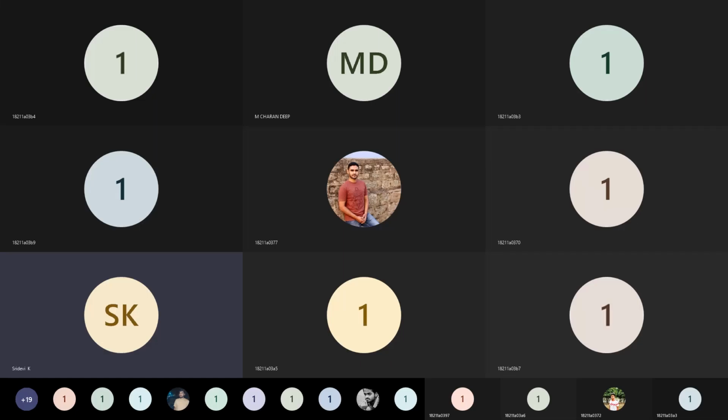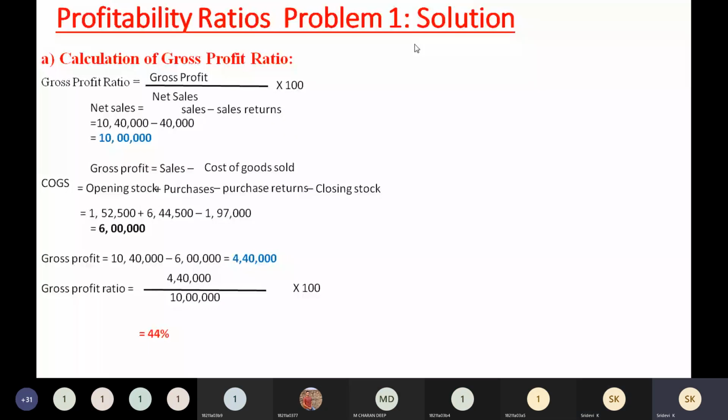Let us calculate the stock turnover ratio. So keep the heading: calculation of stock turnover ratio. Here I have shown you the calculation of STR. STR is nothing but the stock turnover ratio. So what is the formula to calculate stock turnover ratio?